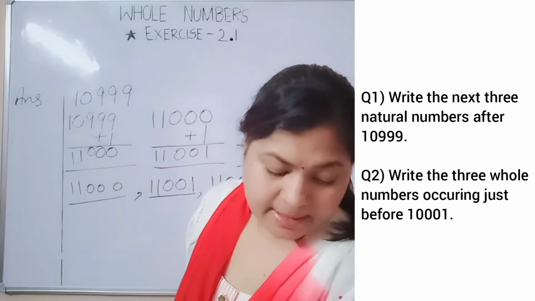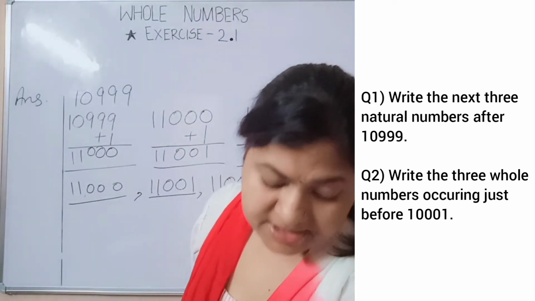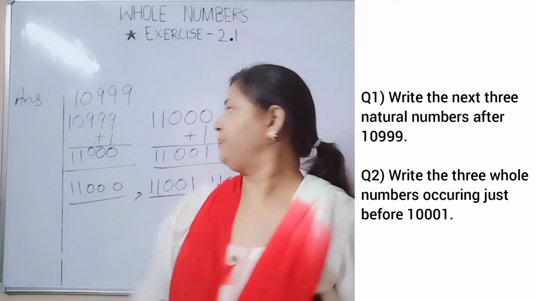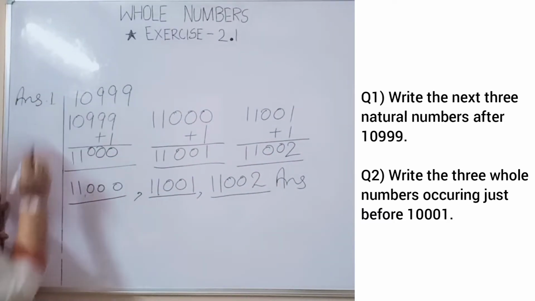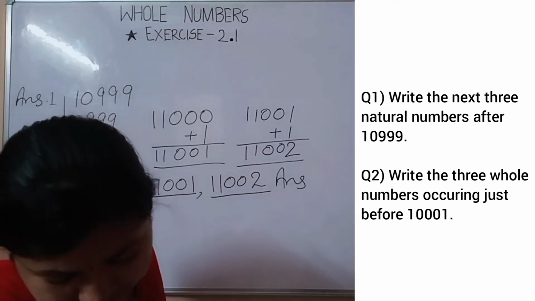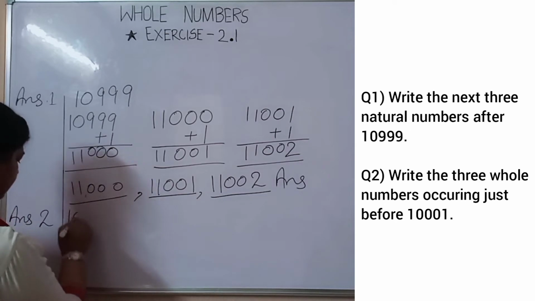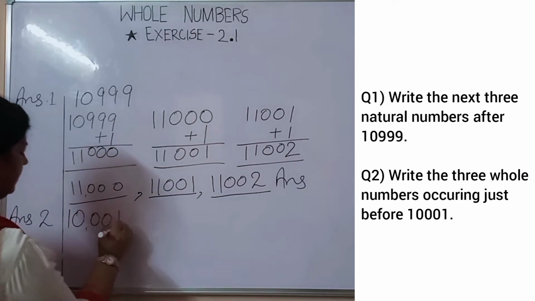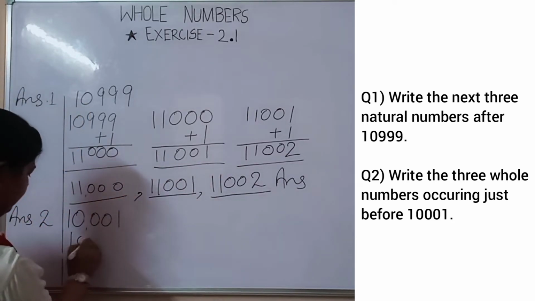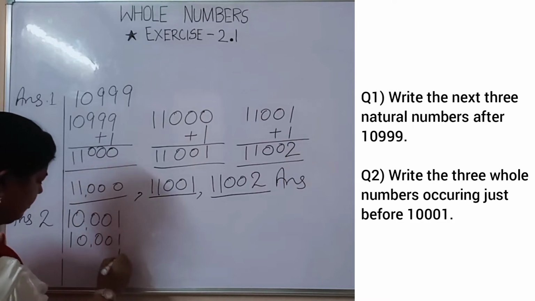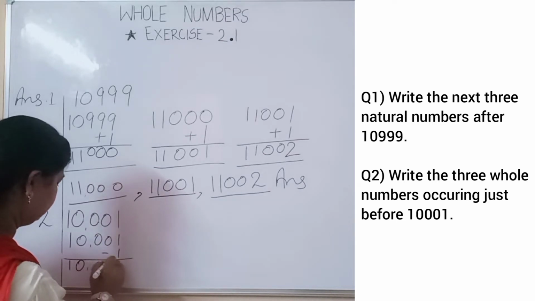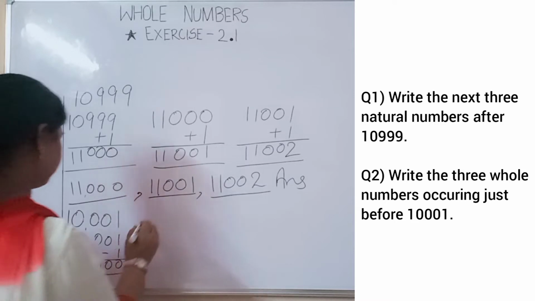Question number 2 is: write three whole numbers occurring just before 10,001. Occurring just before. Before means pehle. The number is 10,001. So before means we have to subtract 1. We get 10,000. Again we subtract 1.